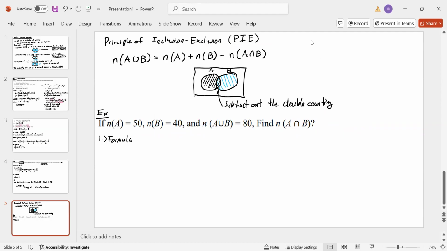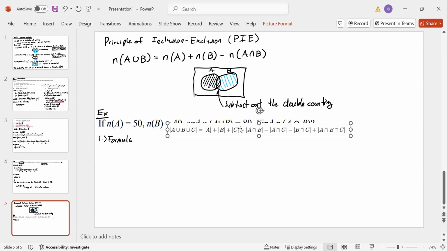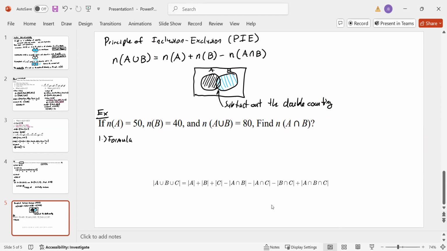But in case you were curious, I'll show you in the video, but not leave it in the notes, what the formula for three sets would look like. You add up all of them, then subtract out where they overlap two circles at a time. But then you've subtracted out too much, so you have to add back in the tiny part where all three overlap. There's an even larger formula for 20 sets, and you can keep going forever, but that formula is too complicated.